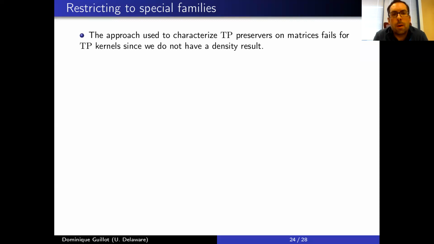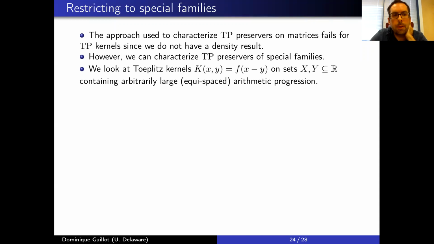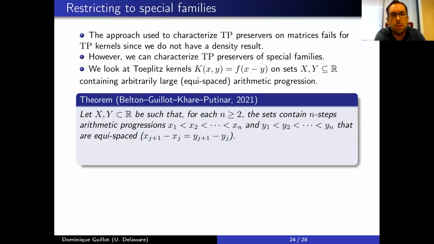Okay, so our approach of trying to use density fails to characterize preservers of total positivity. So we had to take a different route to characterize the TP preservers. And thankfully, we were able to solve that problem for special families of kernels, and that was good enough to finish the characterizations. More specifically, we look at Toeplitz kernels, kernels of the form f of x minus y for some function f. Assuming the sets X and Y have some structure, namely that X and Y contain arbitrarily long equispaced arithmetic progressions, we were able to characterize the preservers of these kernels. So we have the following result.